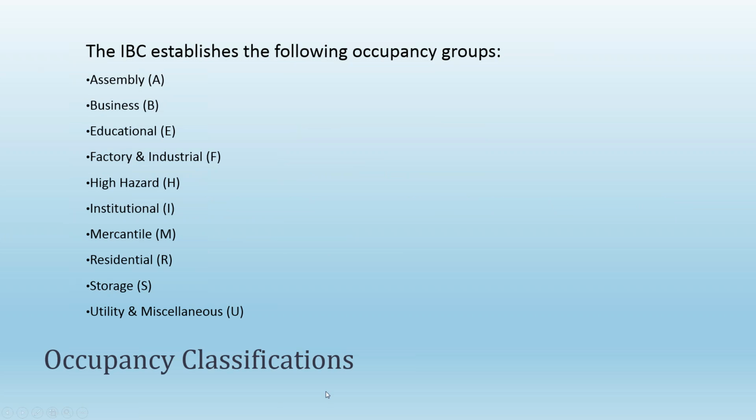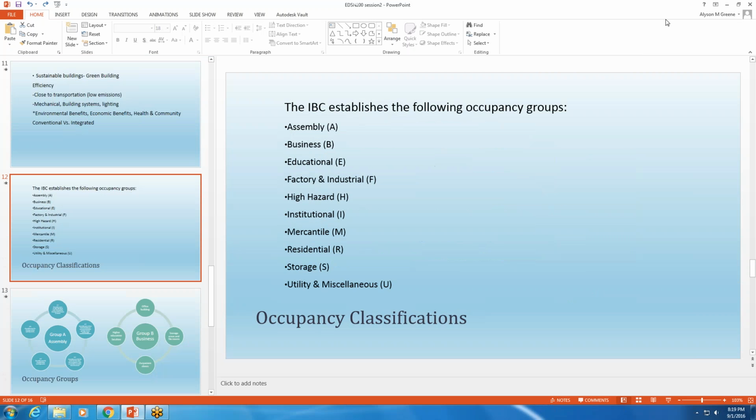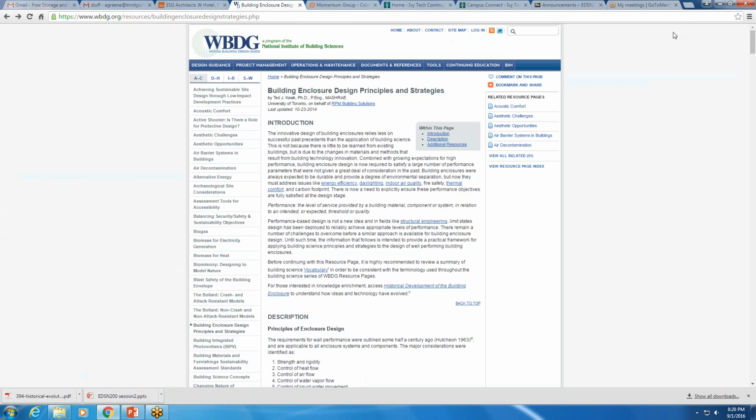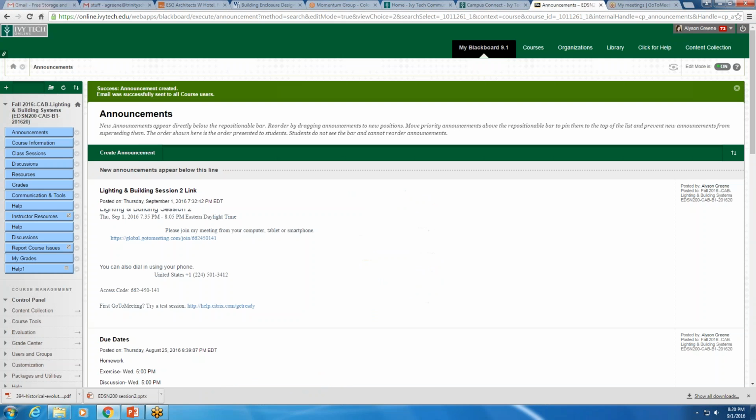All right, so now we're really doing the building codes. Let me show you your homework. Here are the occupancies that you'll be using in your homework. We break down building occupancies as assembly, business, educational, factory and industrial, high hazard, institutional, mercantile, residential, storage, utility, and miscellaneous. All this information is outlined and expanded upon in your reading this week.